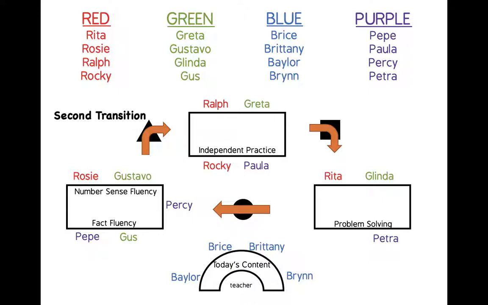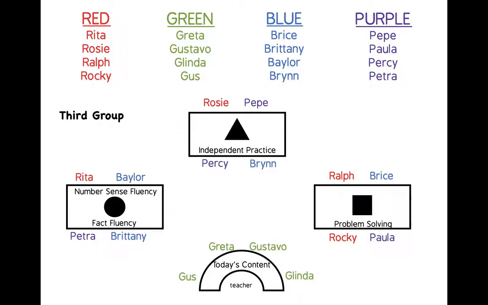Same direction for transition. Now the squares are moving to problem solving, the circles are moving to fact fluency, and the triangles are moving to independent practice. And the blue will rejoin their shape groups while the teacher calls the green students. The teacher meets with this third grouping, the green students, as everyone else works independently.